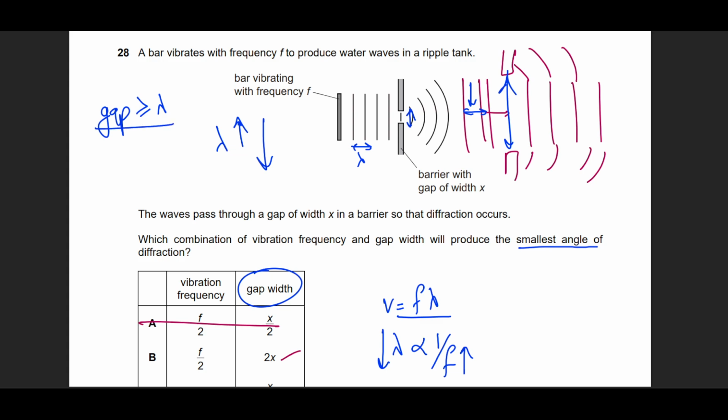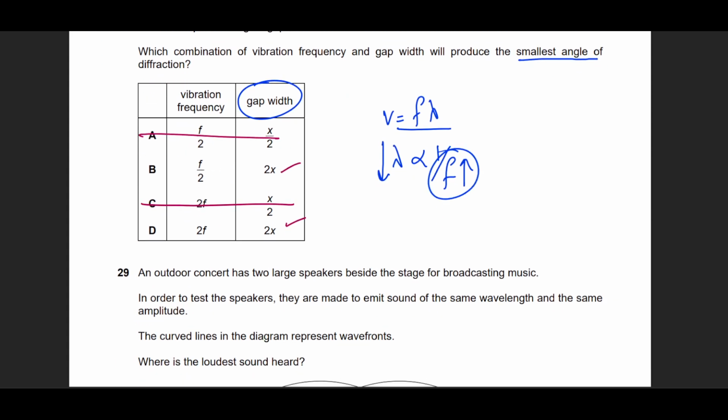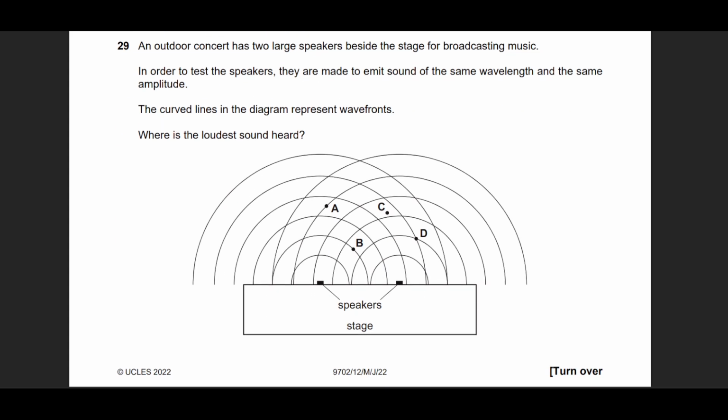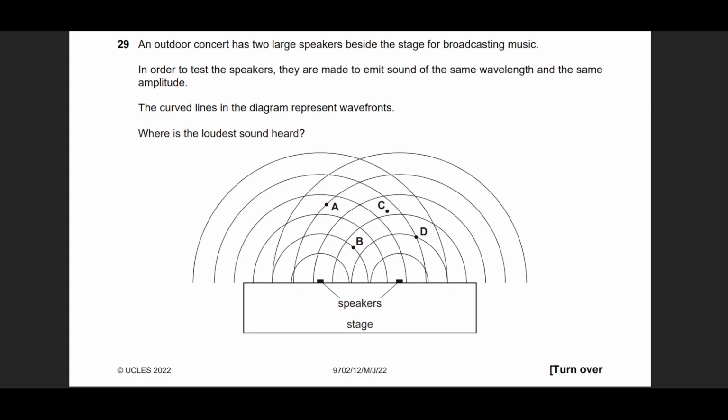Now what we are doing, we are increasing the gap width much more and decreasing the wavelength. We are doing everything in the opposite direction. So the frequency should increase, so I should be choosing not f by 2, but increasing frequency, which is option D. Question number 29, very straightforward. He says where the loudest sound is heard.